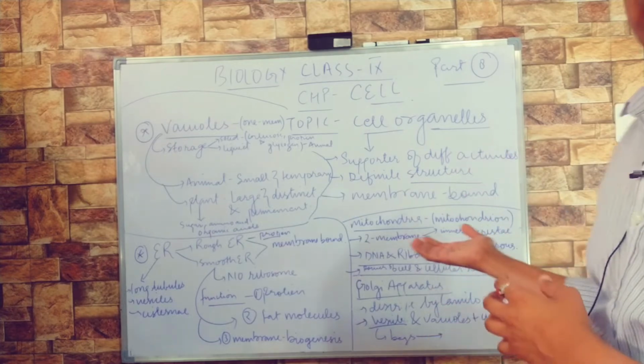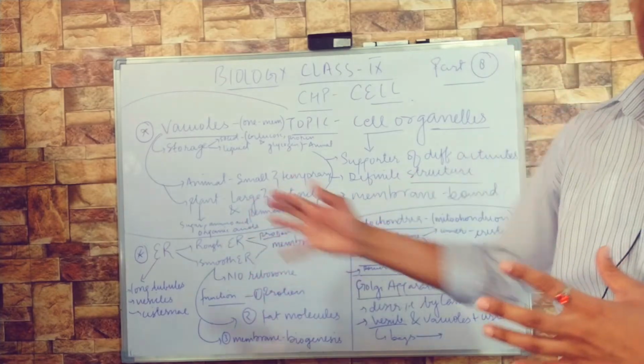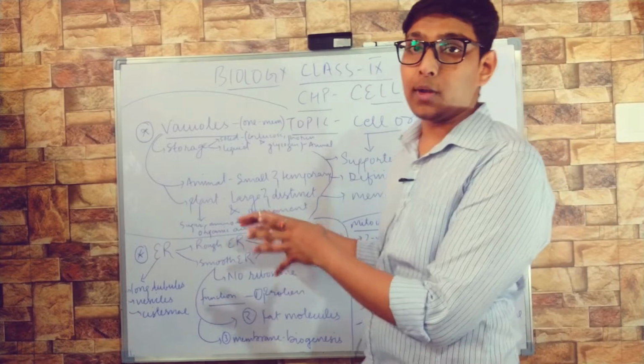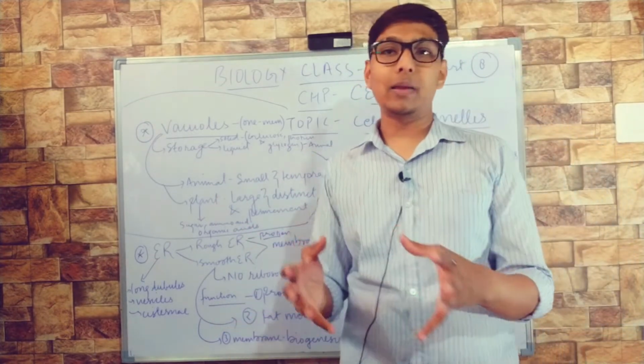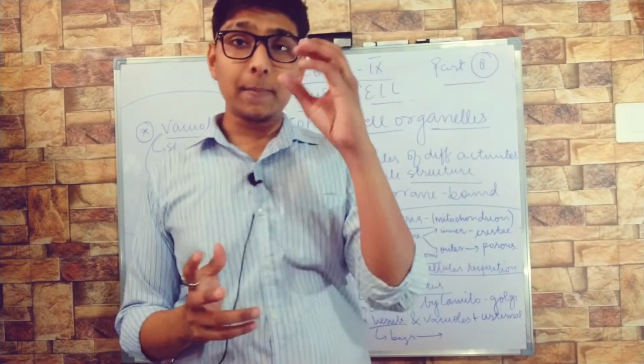Whereas smooth endoplasmic reticulum consists of vesicles and long tubules. Okay, and in case of rough endoplasmic reticulum, they have ribosomes on their surface, and in case of smooth, they don't have ribosomes on their surface. Okay, what are the basic functions you can highlight?